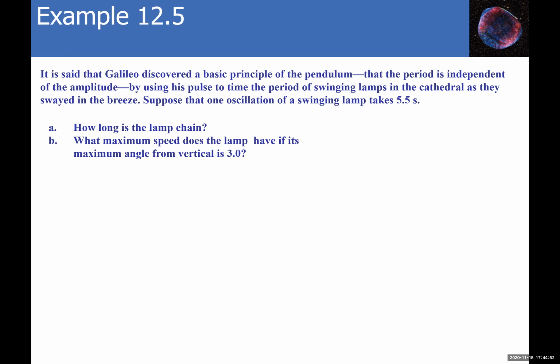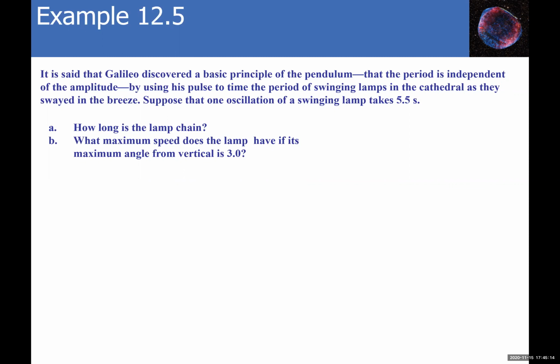It is said that Galileo discovered the basic principle of the pendulum, that the period is independent of the amplitude, by using his pulse to time the period of swinging lamps in the cathedral as they swayed in the breeze. Suppose that one oscillation of a swinging lamp takes 5.5 seconds. How long is the lamp chain?